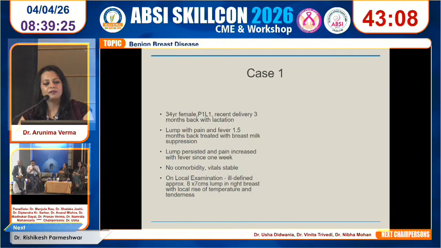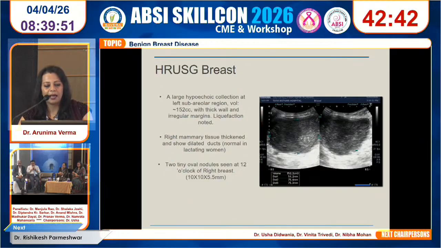To start with, this is a first case: a 34-year-old female, para 1, L1, with a recent delivery 3 months back with lactation, presented with a lump and fever, and was treated with breast milk suppression therapy. The lump persisted and pain increased with fever since 1 week. There was no comorbidity, and her vitals were stable. On local examination, there was an ill-defined approximately 8 by 7 centimeter lump in the right breast with local rise of temperature and tenderness. The ultrasound showed a hypoechoic collection at the left subareolar region with a volume of almost 152, and liquefaction was noted. There was some thickened tissue in the right mammary region, and a few small nodules around 1 centimeter in the right breast.